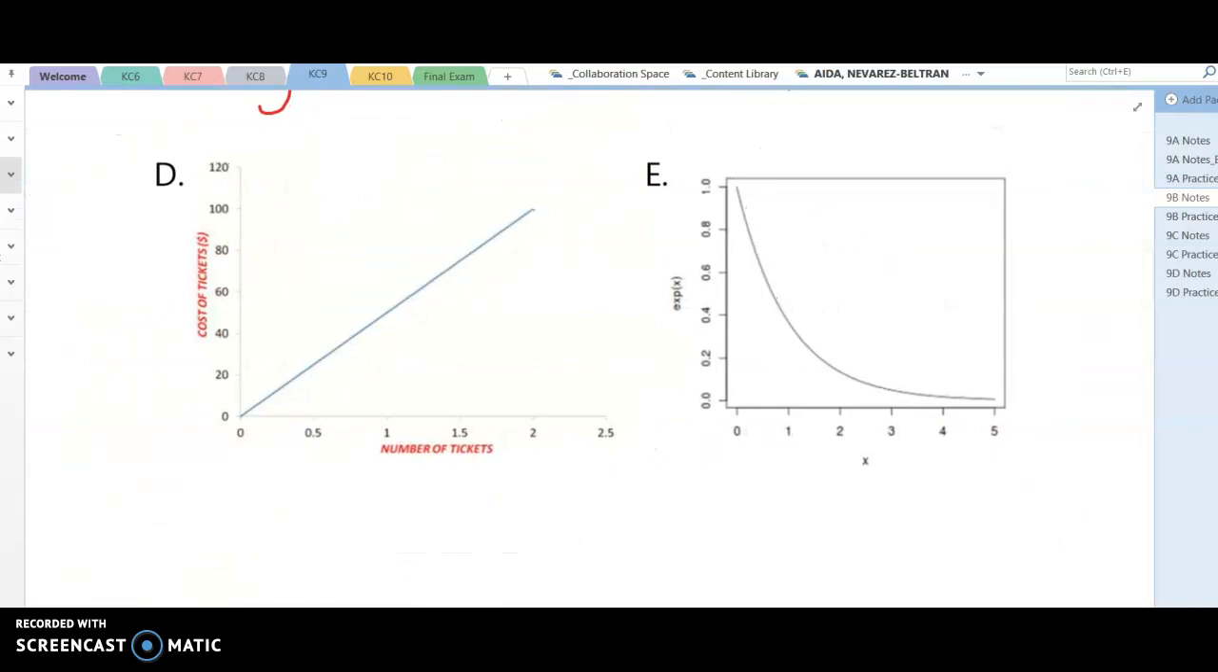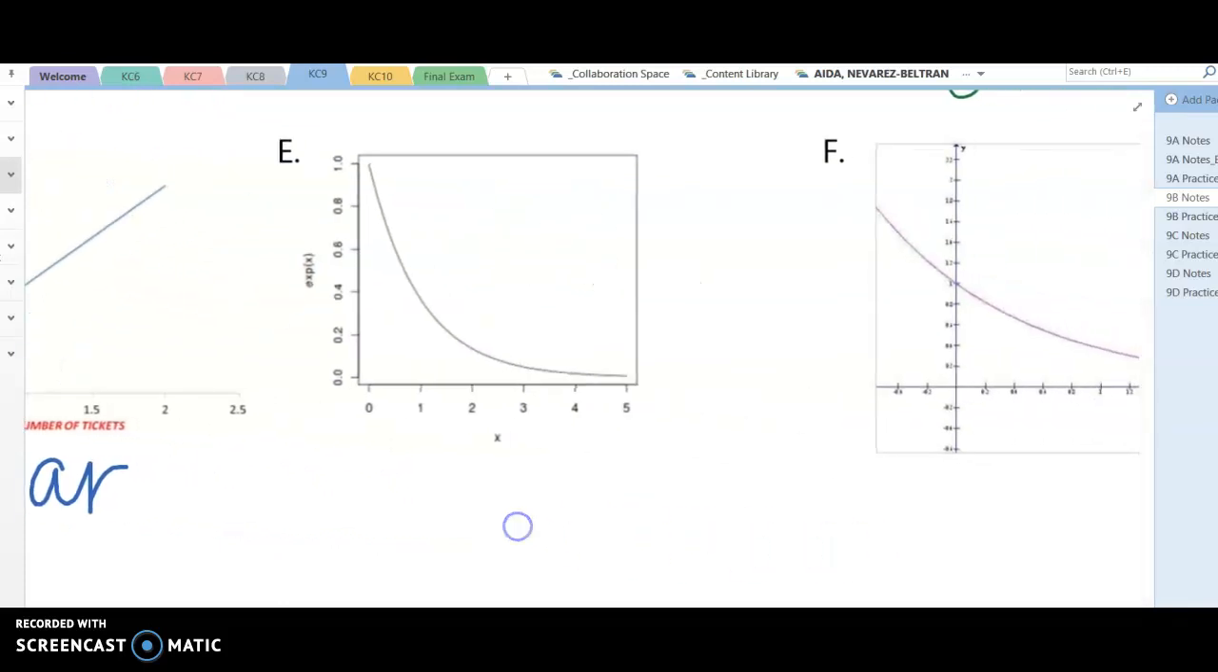If we look at D, nope, this one is linear, right? It's just a straight line. There's no curve to it. E, this one is, right? Because if you look, your graph is coming down. It starts quick, but then kind of evens out a little bit. So this one is decay.